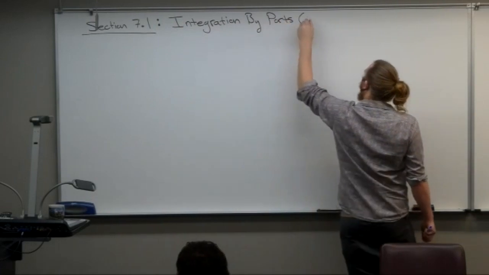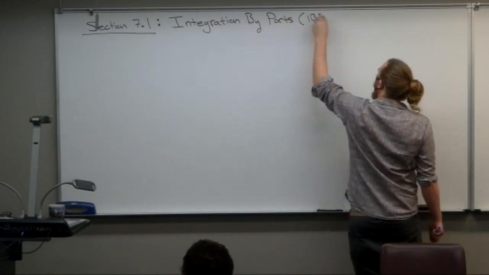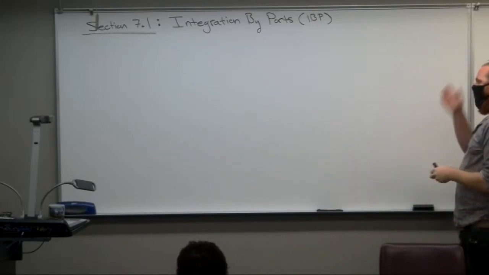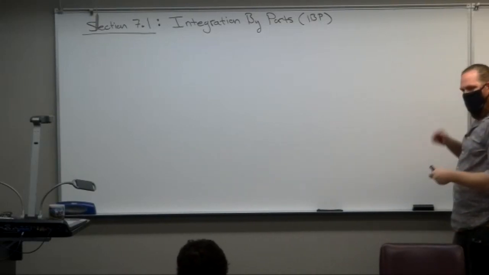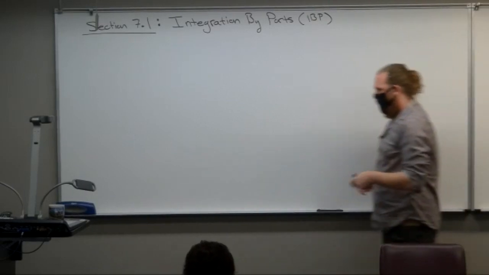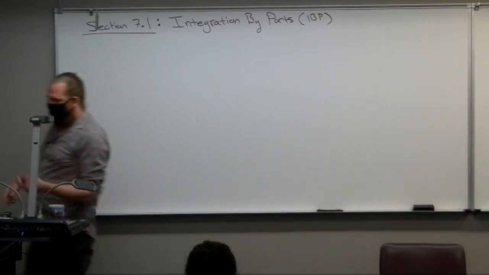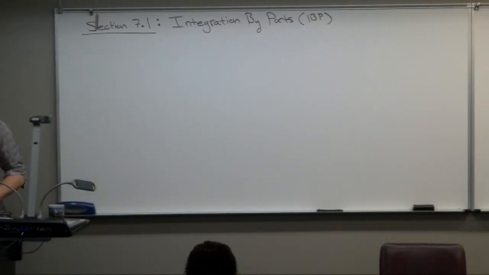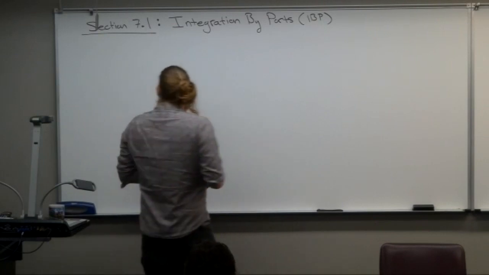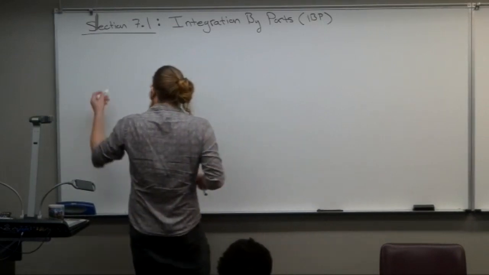Because integration by parts takes a little while to write, I'm going to abbreviate it as IBP often. And what it literally is, is an antiderivative version of the product rule. So if you take the product rule and you integrate through it, you get the integration by parts formula. I think the play here is just to tell you the theorem.